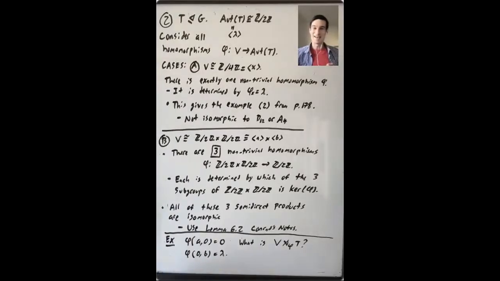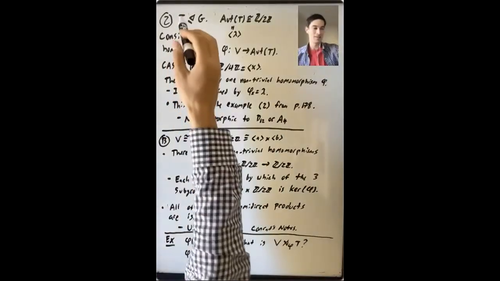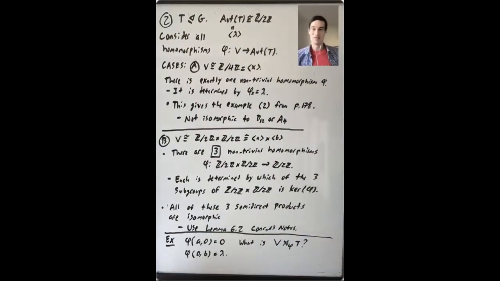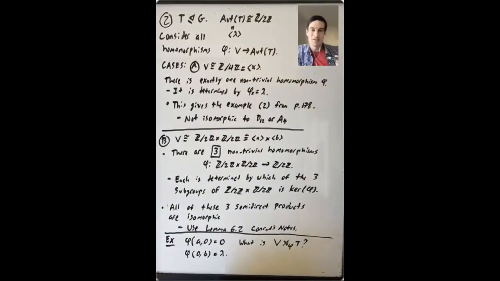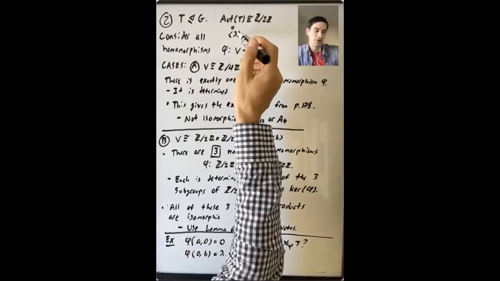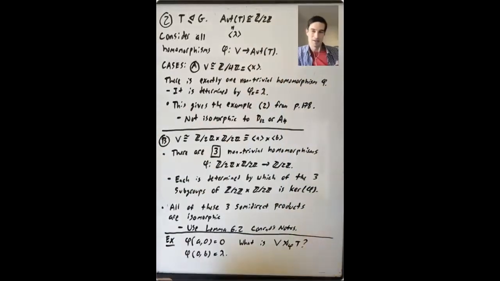Let's move on to the other big case in the classification of groups of order 12, where T is a normal subgroup of G. So T is the Sylow III subgroup. It's isomorphic to Z mod 3Z. What does the automorphism group look like? Well, it's isomorphic to Z mod 3Z star, which is an abelian group of order 2, so it's isomorphic to Z mod 2Z. So let's name a generator for this group. Let's call it lambda. So lambda is this automorphism of T of order 2.